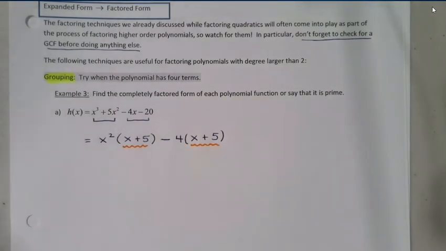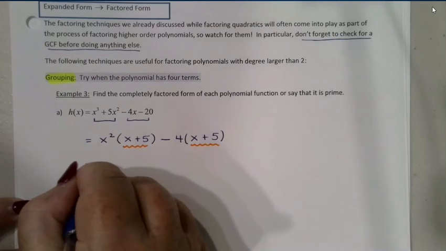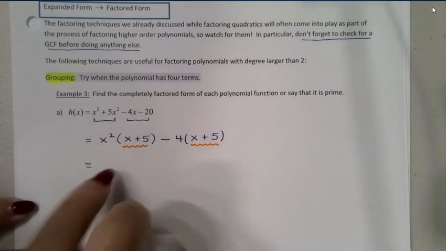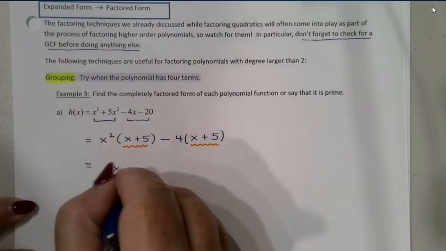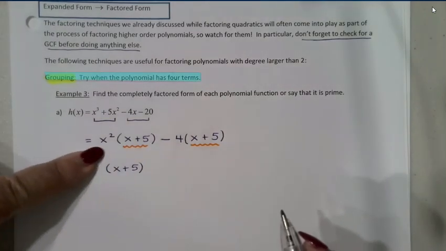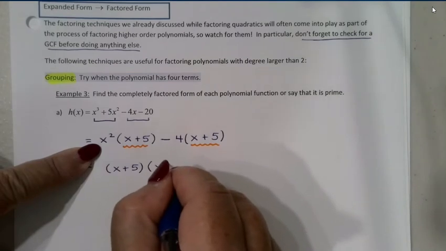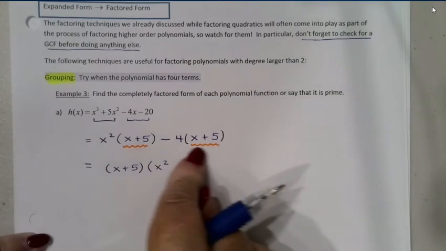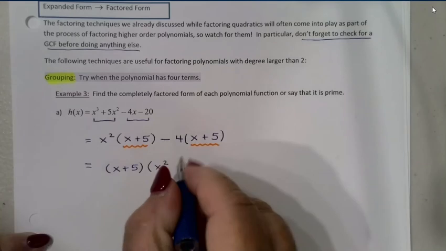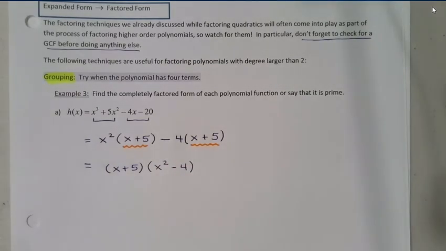And you have to kind of go back and say, is there anything else I could have done? Or maybe it's prime. But this time it did work. So I'm going to factor out the common binomial, x plus 5. When I factor it out of this first term, I have the x squared left. And when I factor it out of the second term, I have the negative 4 left. So there's my grouping method completed.